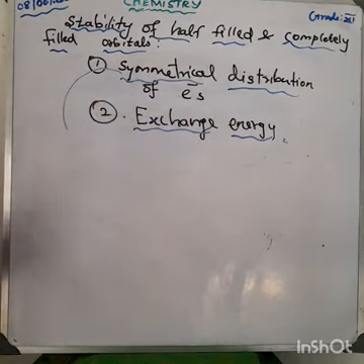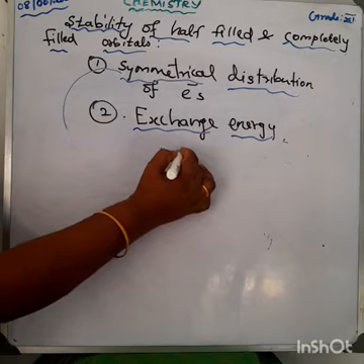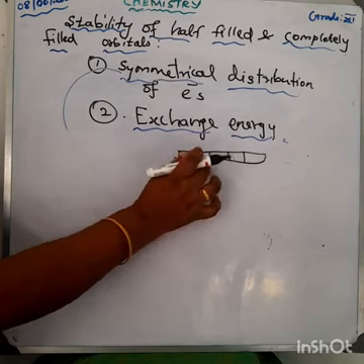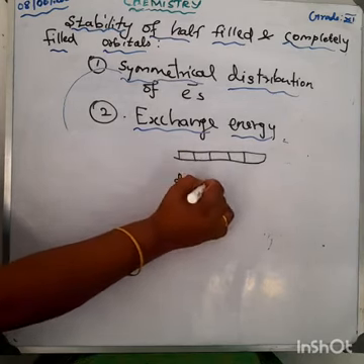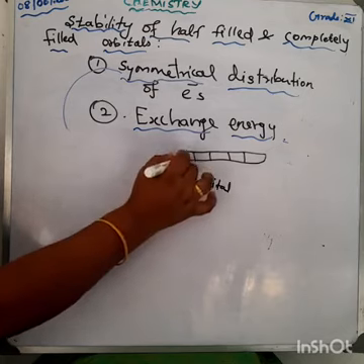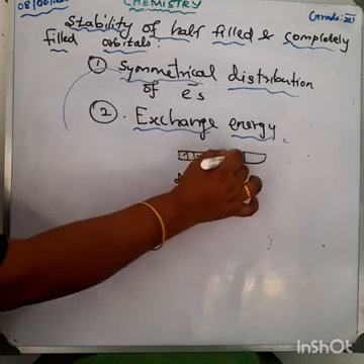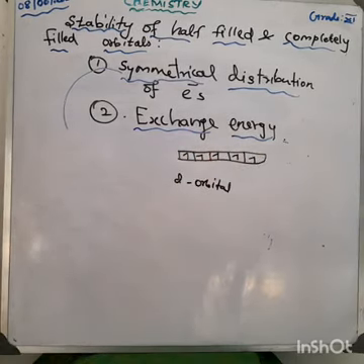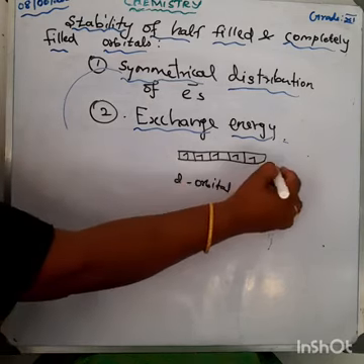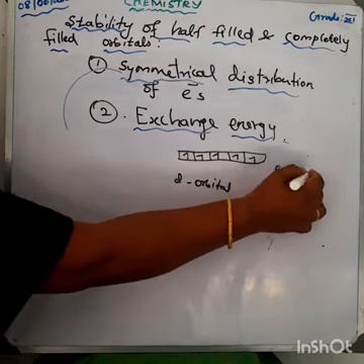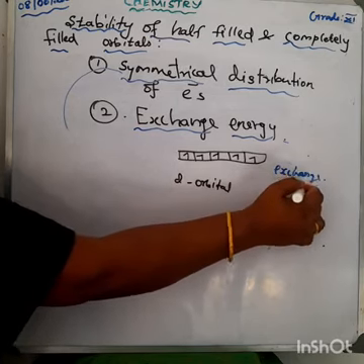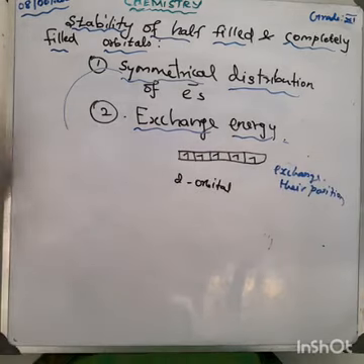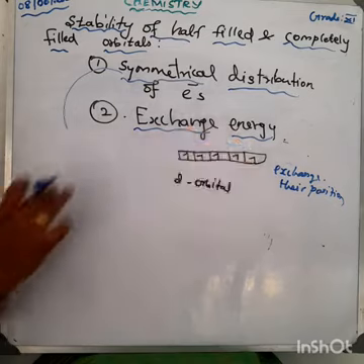If we consider half-filled or completely filled orbitals, I am taking a half-filled d orbital now. In these half-filled orbitals, the electrons can exchange their positions within the orbitals. This is the half-filled d orbital, and within the orbitals the electrons can exchange their positions.